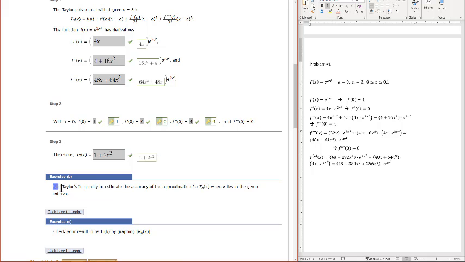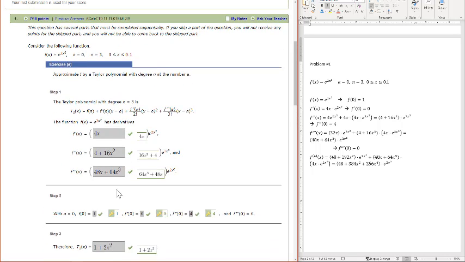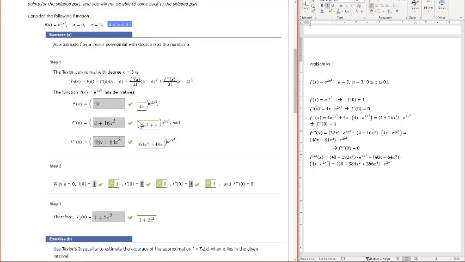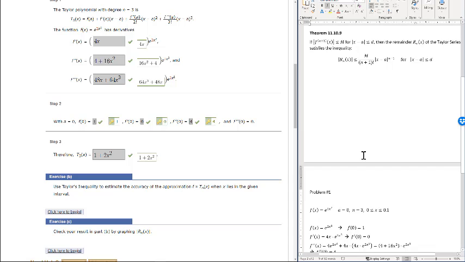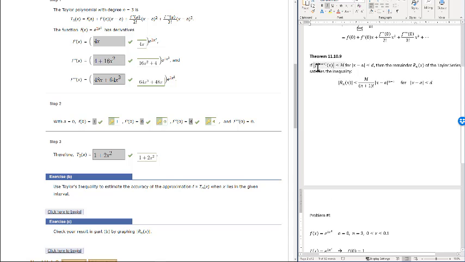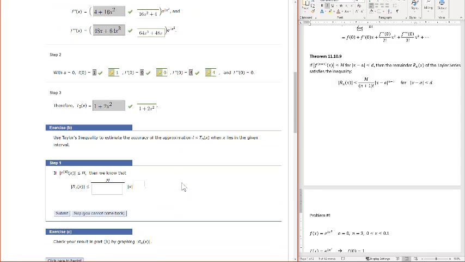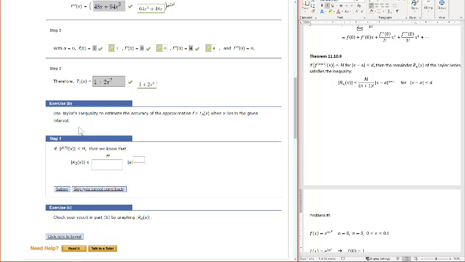The second part, they're asking us to use Taylor's inequality to estimate the accuracy of the approximation where x lies in a given interval. So our given interval is between 0 and 0.1. Here's the remainder theorem that helps us figure out how close our approximation is. The first thing we want to do is find out if the fourth derivative is going to be bounded by some M. We want to know what that M is.